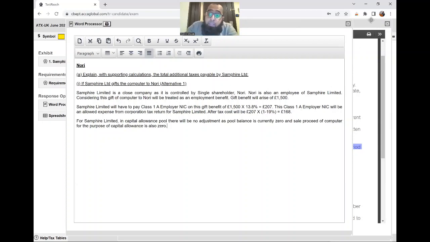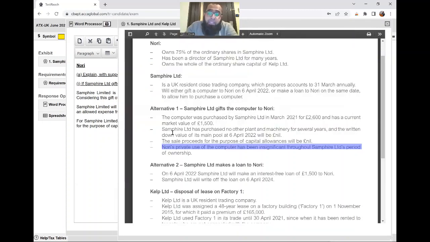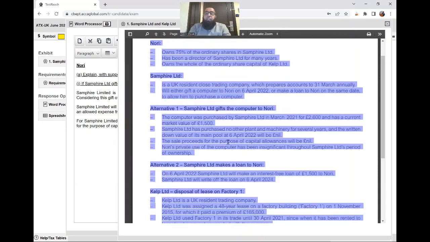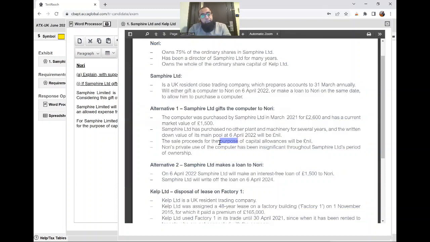So where it was written, it was all written here. You just need to read carefully. Samphire Limited had purchased no other plant and machinery for several years. Written down value of its main pool will be nil. The sale proceeds for the purpose of capital allowance will be nil. So in the capital allowance pool, there will be no adjustment.